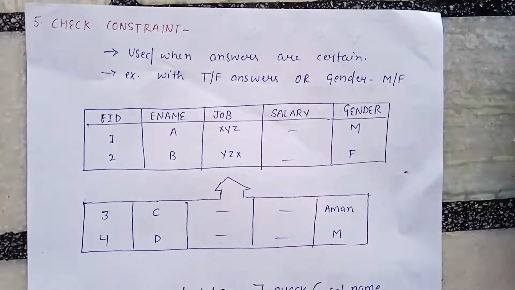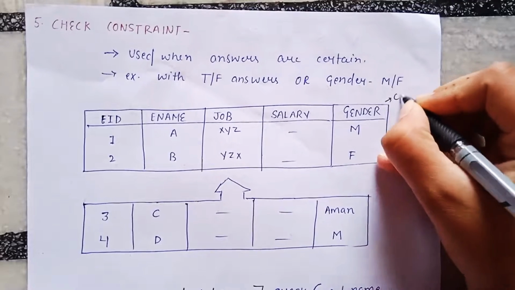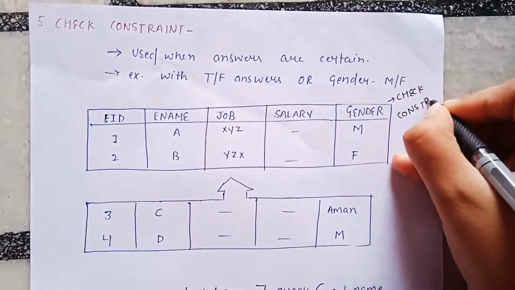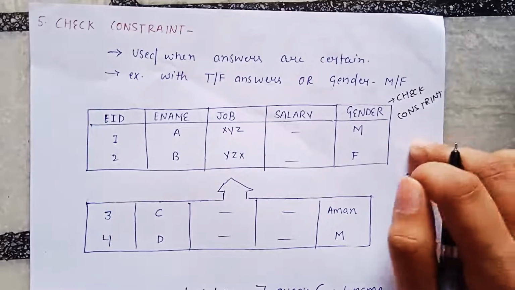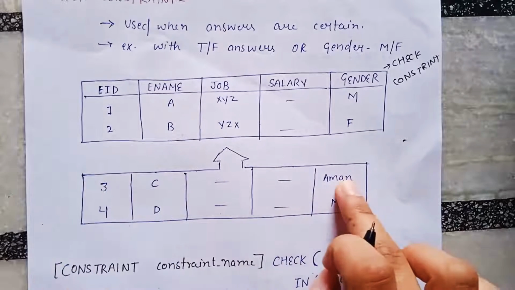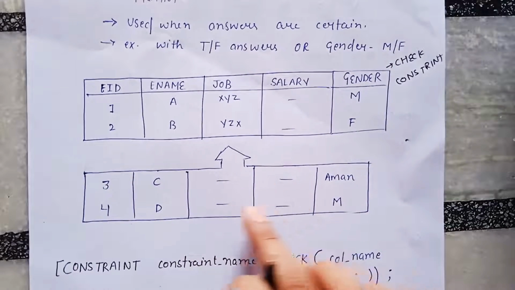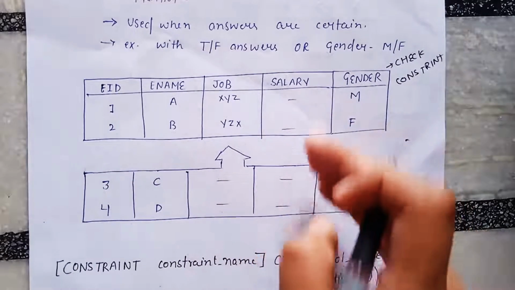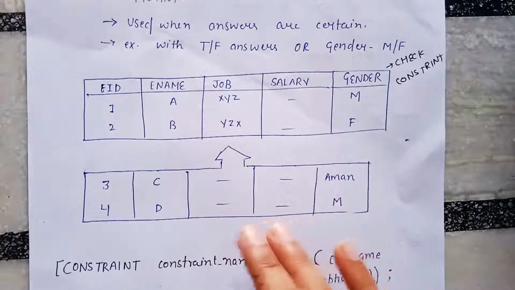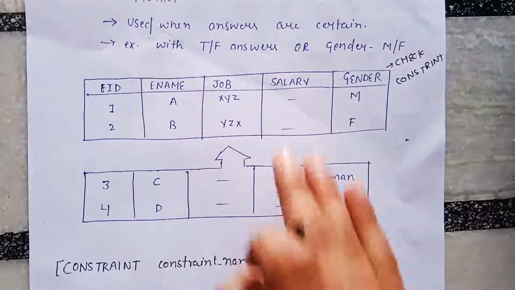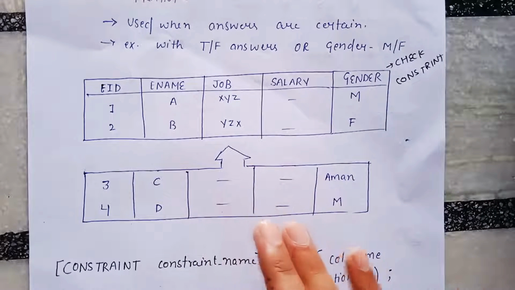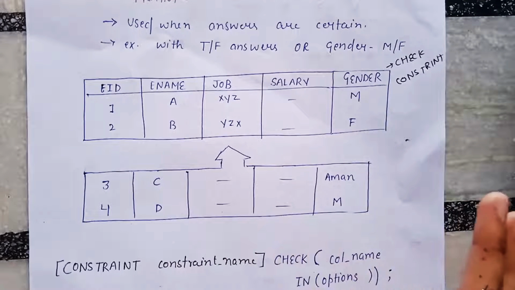So if we have applied a check constraint on this column, what will happen if we try to enter a record like this? Here you can assume any value in the salary column and the job column. I have not mentioned them, so you can assume anything. These are not null, there is some value, so don't get stuck thinking they are null.